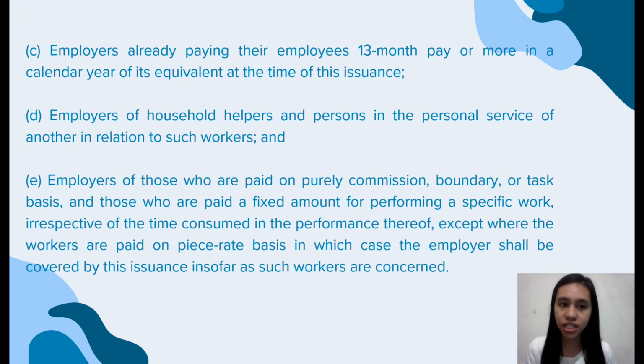Next is employers of household helpers and persons in the personal service of another in relation to such workers, and employers of those who are paid on purely commission, boundary, or task basis, and those who are paid a fixed amount for performing a specific work, irrespective of the time consumed in the performance thereof, except where the workers are paid on piece rate basis, in which case the employer shall be covered by the issuance in so far as such workers are concerned.